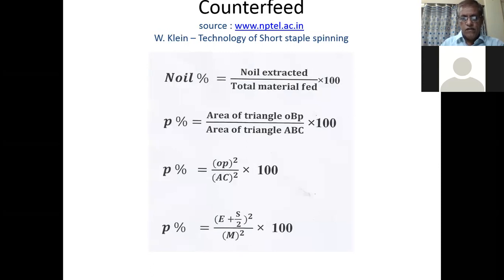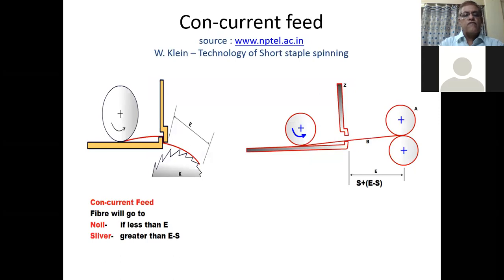Now we will see concurrent feed. In concurrent feed, feeding takes place during the forward journey of the nippers. During the backward journey of the nippers, the feeding doesn't take place. So the fringe projecting from the nippers is E when the half lap is combing. So we can say that any fiber shorter than E will go to noil.